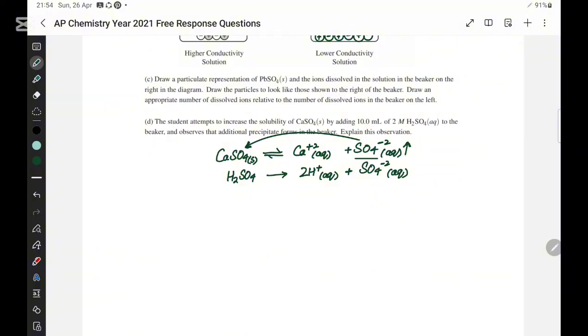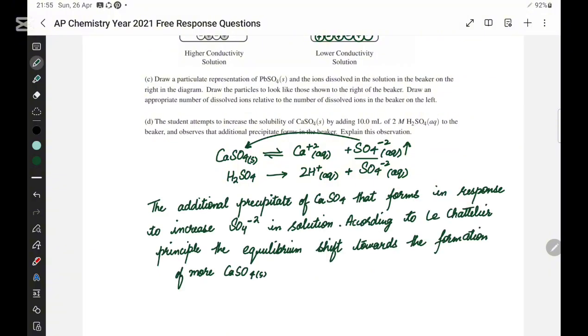So how am I going to write it? This is going to be the right explanation: additional precipitate of calcium sulfate forms in response to increased sulfate ions in solution. According to Le Chatelier's principle, the equilibrium shifts towards the formation of calcium sulfate solid.